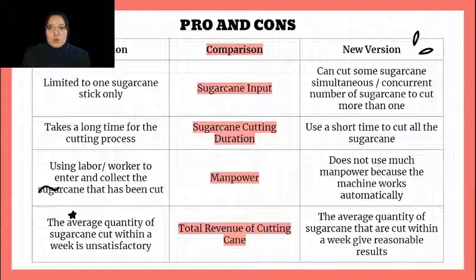And the comparison in total revenue of cutting cane: with the old version, the average quantity of sugarcane cut within a week is unsatisfactory, and with the new version, the average quantity of sugarcane cut within a week can give reasonable results.